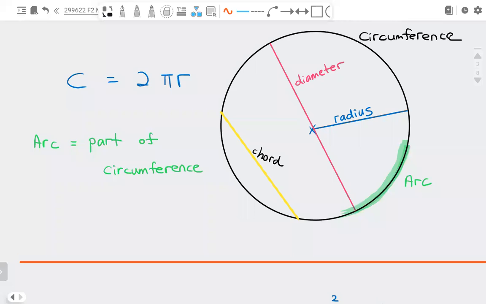Joe, do you manage to copy all? The labeling of the circle, circumference, diameter, radius, all that?